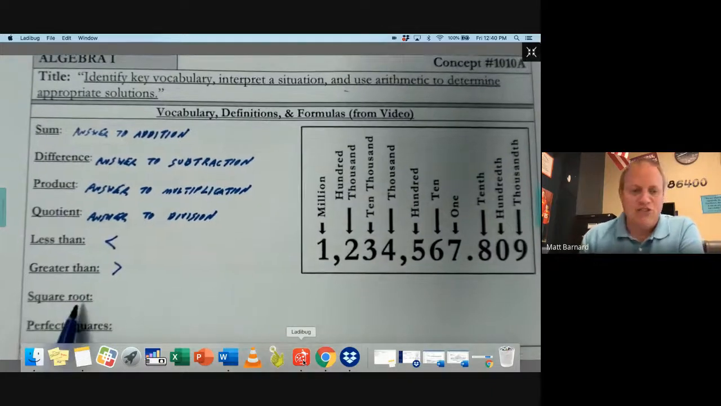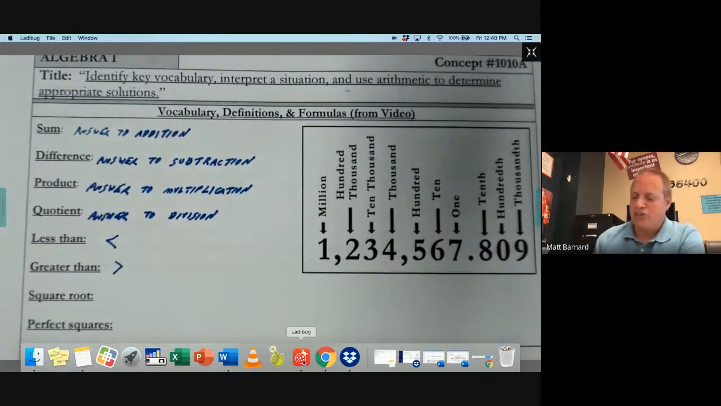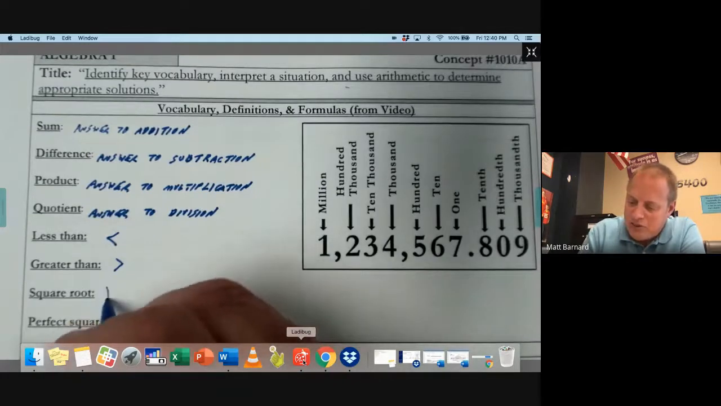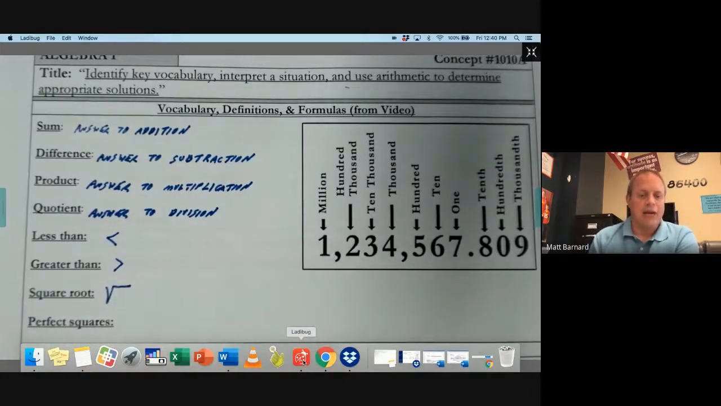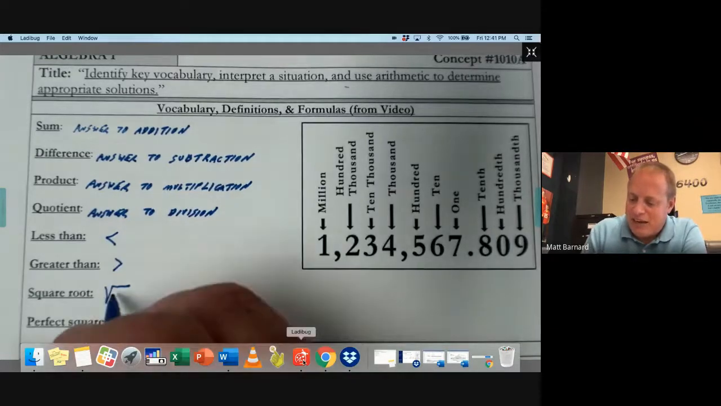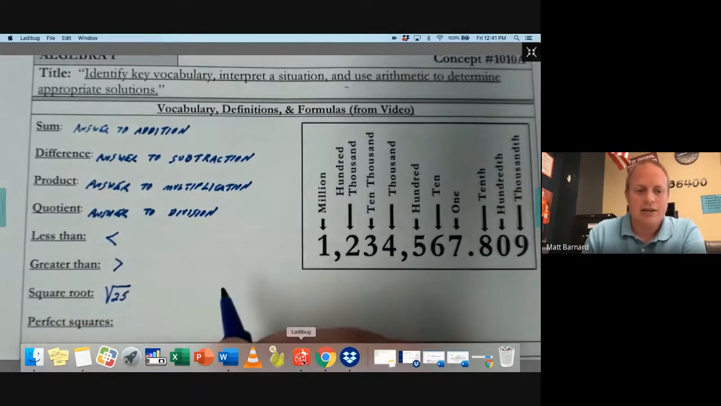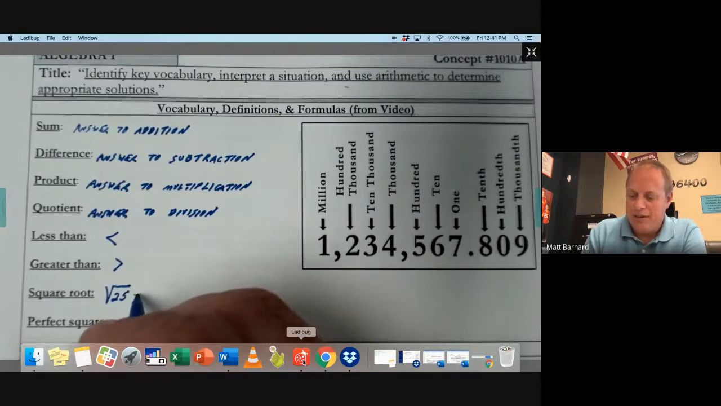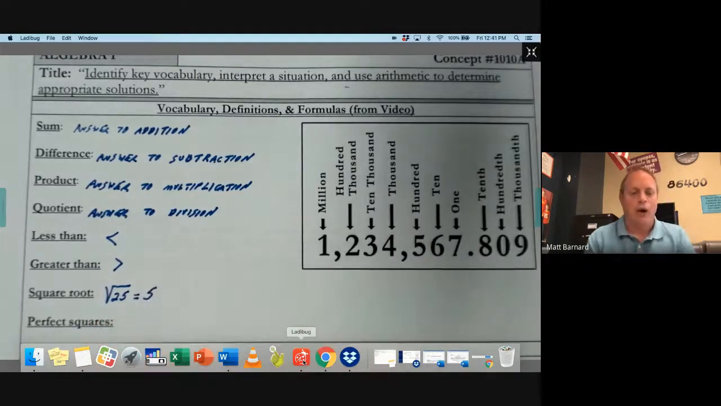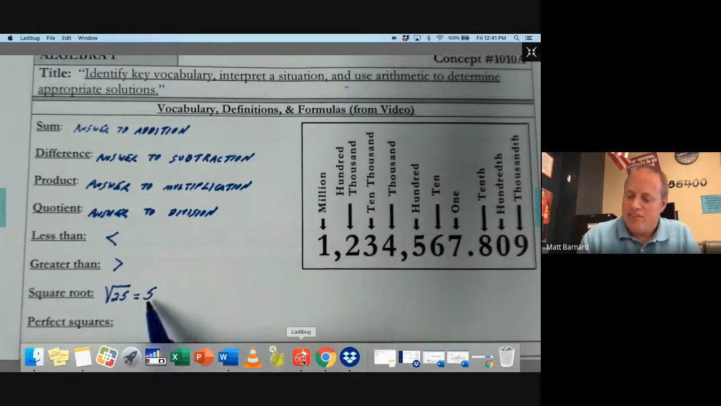Now, when we talk about square roots and perfect squares, square roots, that symbol looks like this. Okay. So the square root of a certain number. Well, what does that mean? Or what is the answer to a square root? Well, say we've got something like the square root of 25. Well, the square root of 25 is 5, and I'll tell you why. If we can take 5 times itself and get 25, that's the result of it.